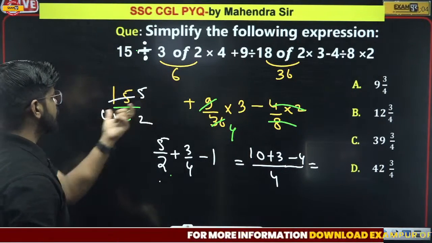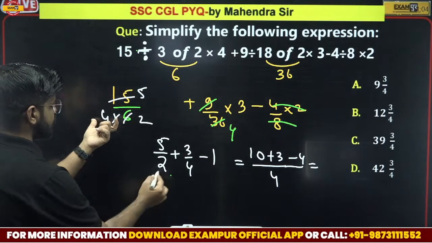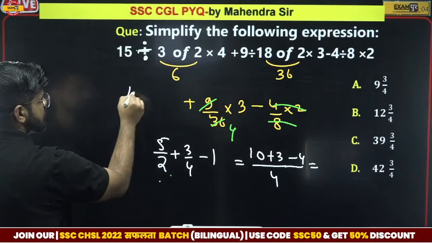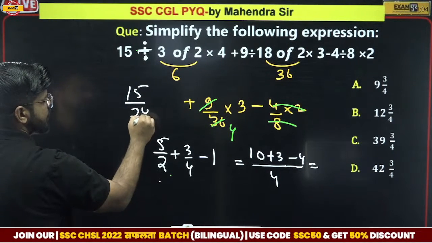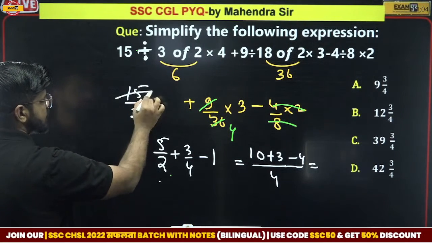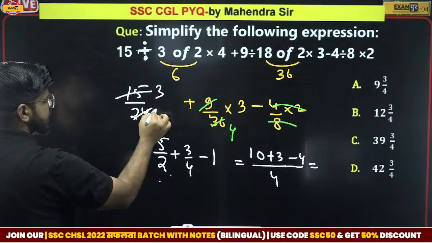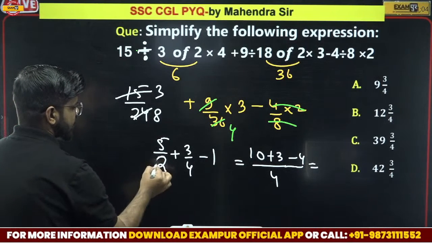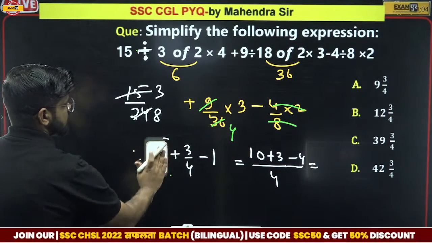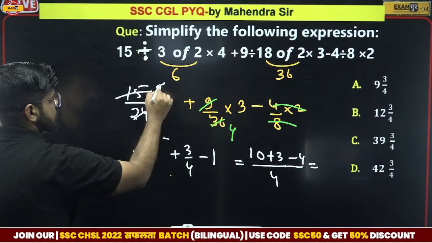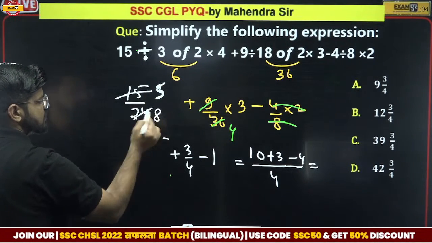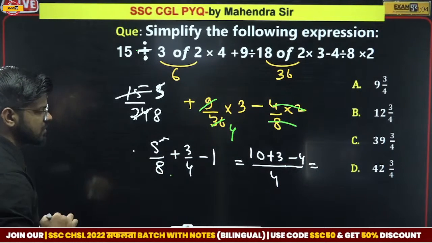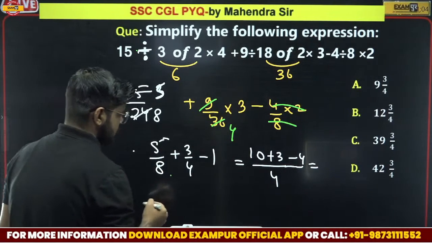So 6 into 4, 24. Here we have 24, so 24 got cancelled out. Let me write it again. 15 divided by 24. So it will be cancelled out 3 times and 8 times. Clear? And here we have 5 by 8. 3 fives are, 3 eights are, 5 by 8. Now we have to solve this.